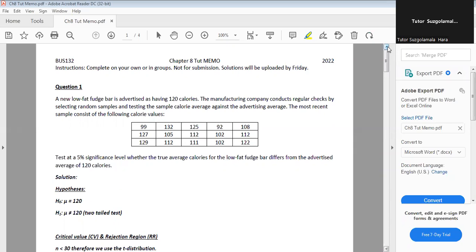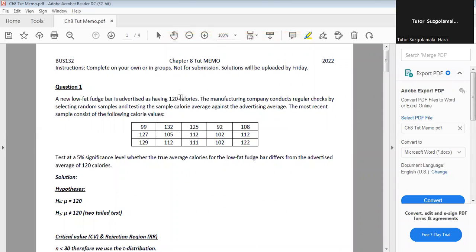So today we are going to do chapter 8. It's all about hypothesis testing. The first question here says a new low fat fig bar is advertised as having 120 calories. The manufacturing company conducts regular checks by selecting random samples and testing the sample calorie average against the advertising average. The most recent sample consists of the following calories.